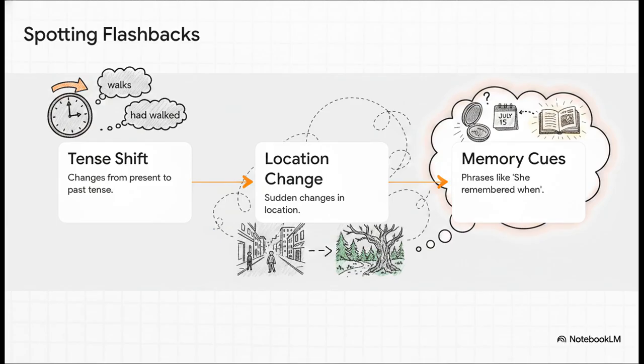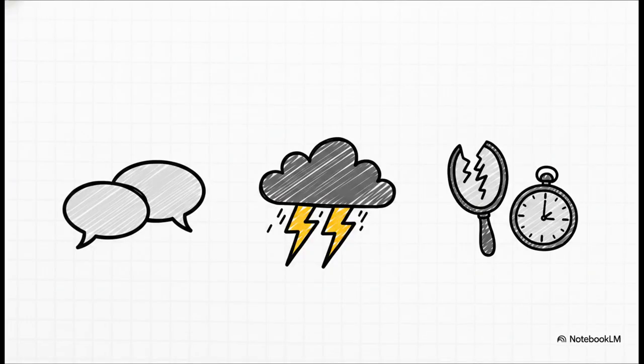Number 1, shifts in tense. If the author's been writing in the present tense, like he walks down the street, and suddenly shifts to the past perfect tense, saying he had walked down this street many years ago, you need to pay attention. Number 2 is a sudden change in location that seems totally disconnected from the current scene. And number 3, memory cues. This is probably the most obvious one. You just look for phrases like, she remembered when, or his mind drifted back to, or even, it felt exactly like that day in July. Foreshadowing, on the other hand, is a whole lot more subtle.